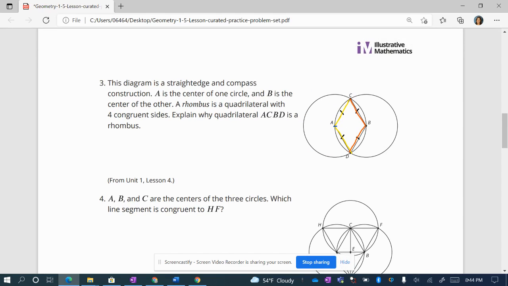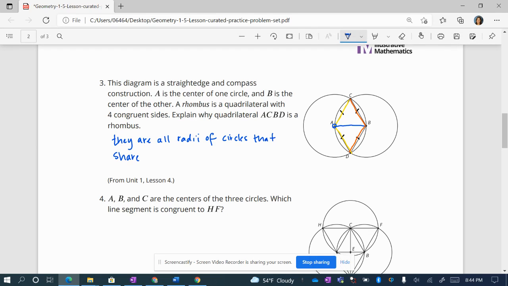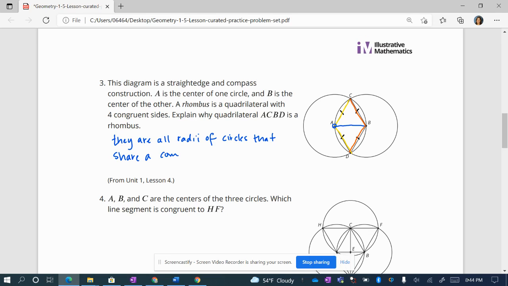The circle centered at A has radius AB. The circle centered at B has radius AB. So they have to be the same. So all the yellow radii over here have to be the same as all the orange over here. So we could say they are all radii of circles that share a common radius, which means the two circles are the same.